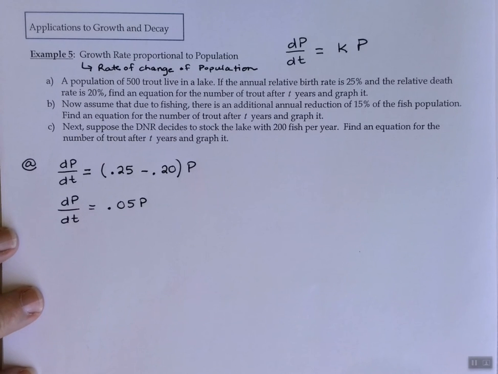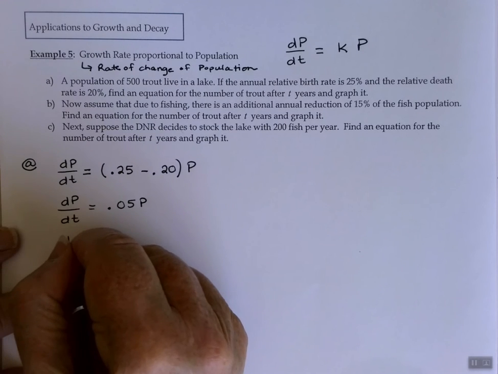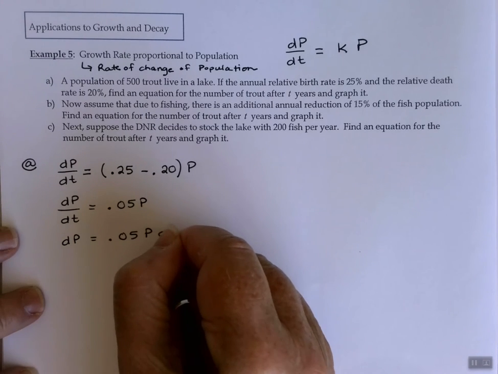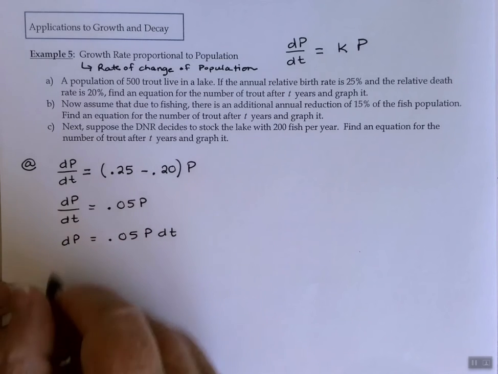All right, let's solve this as a separable differential equation. I'm going to go ahead and multiply the dt over to the right-hand side, and then I'm going to divide by the p.